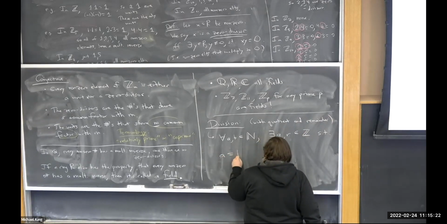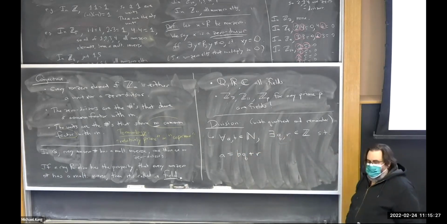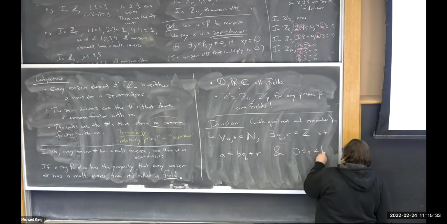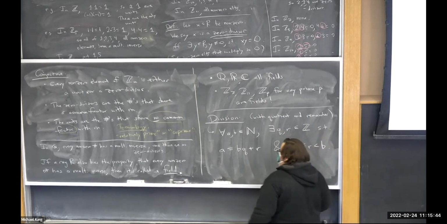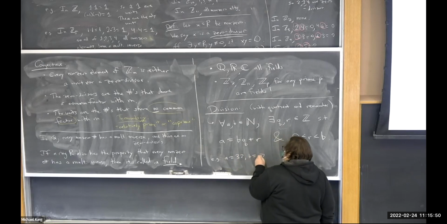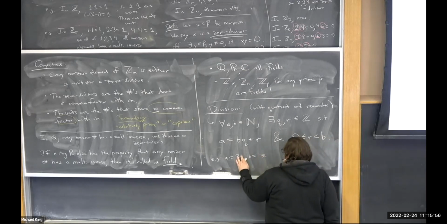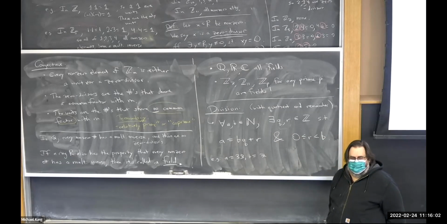A equals BQ plus R, right? That's what it means to divide and get a quotient and remainder. And R is in a specific range, right? R is less than what we divided by and greater than or equal to 0. That's the statement of division, right? For example, let me do 33 and 7. A is 33 and B is 7. Then you do 7 times 4 plus 5.